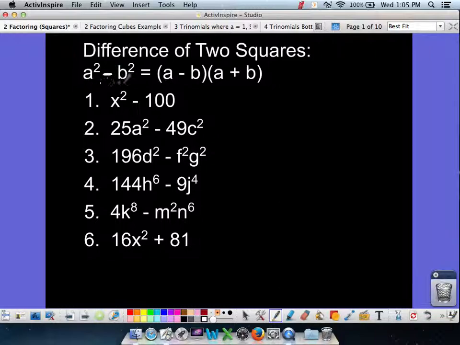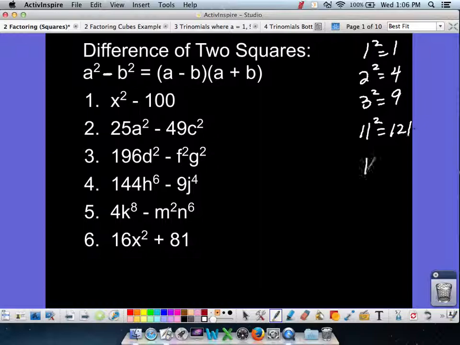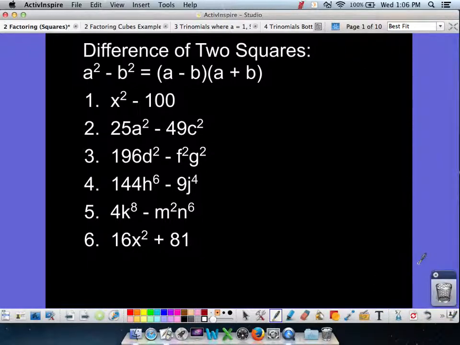The other word is two. I have two terms, so I'm going to have a binomial, not a trinomial. I'm looking at this as two different terms, the difference. And squares, perfect squares. You should know your perfect squares. 1 squared is 1, 2 squared is 4, 3 squared is 9, 11 squared is 121, 15 squared is 225. You should know those pretty much through 20. That way, whenever you see them, you'll recognize them, and it'll come pretty quickly to you.